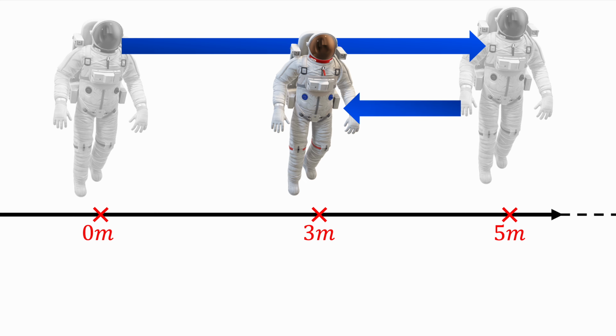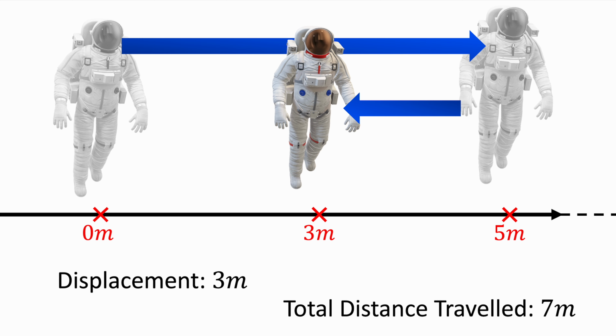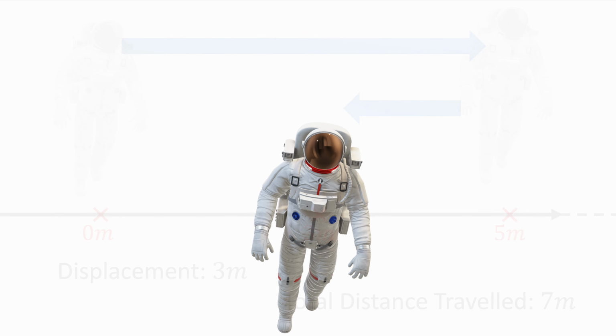Well, some people would say he has moved 3 meters. Other people will say he's moved 7 meters. This is the difference between displacement and total distance traveled. The displacement of the astronaut now is 3 meters from where he started. The total distance traveled is 7 meters. He traveled 5 meters one way and 2 meters backwards. So therefore, there's a difference between displacement and total distance traveled. And this is important when we're handling speed, distance and time, or displacement and velocity.